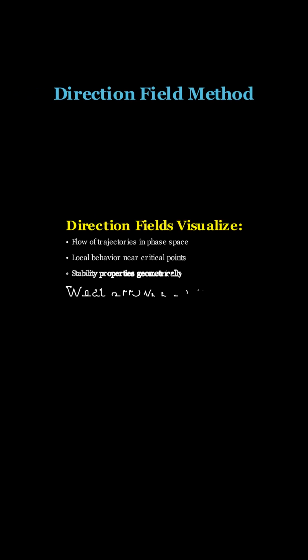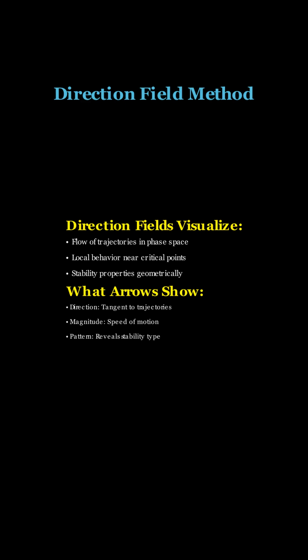A direction field, also known as a vector field, shows the direction and relative magnitude of the flow at each point in the phase plane. By examining how trajectories behave near critical points, we can classify their stability. Stable points attract nearby trajectories, while unstable points repel them.